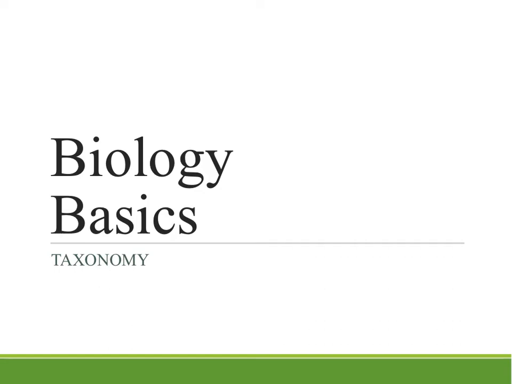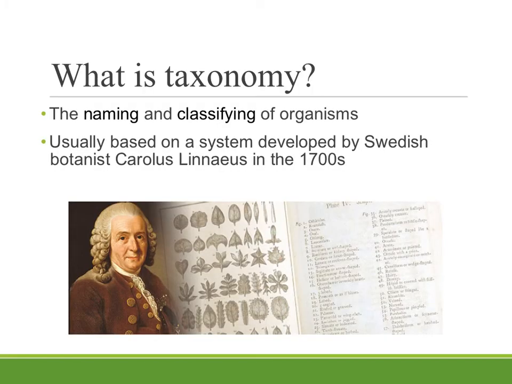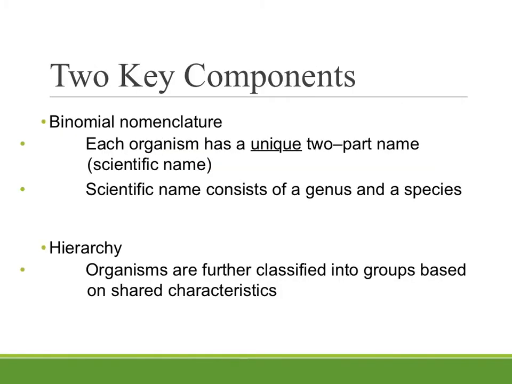In this video, I want to talk briefly about taxonomy, which is how we organize living organisms in science. So taxonomy is based on naming and classifying organisms into different groups. The most common one that you're probably already slightly familiar with was developed in the 1700s by a Swedish botanist named Carolus Linnaeus. And a botanist is somebody who works with plants, as you can see from this illustration.